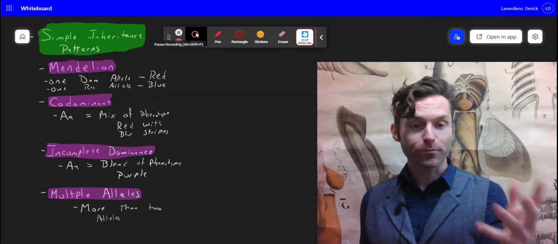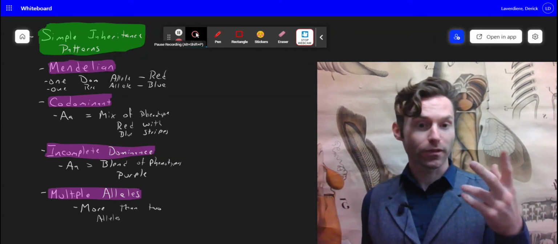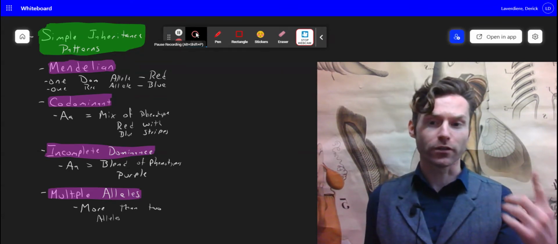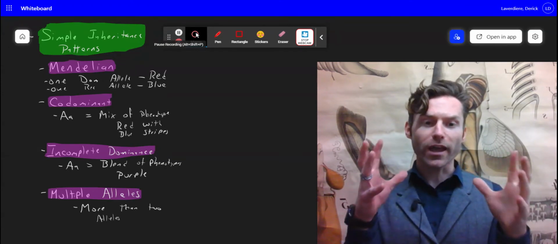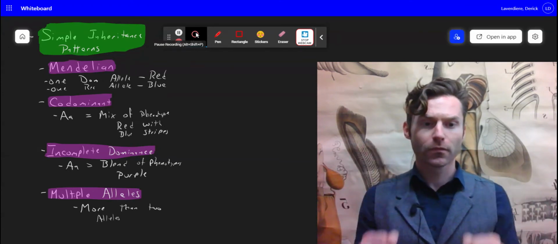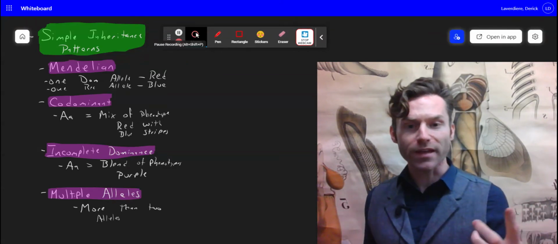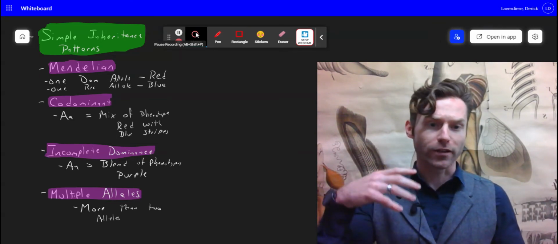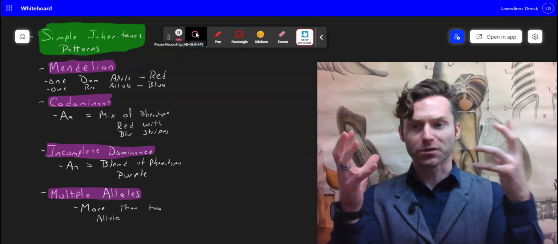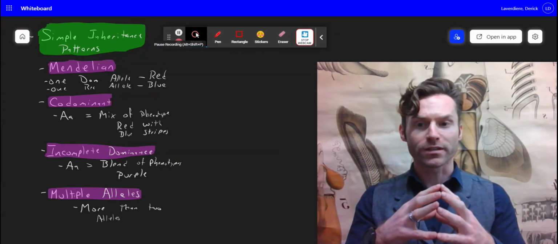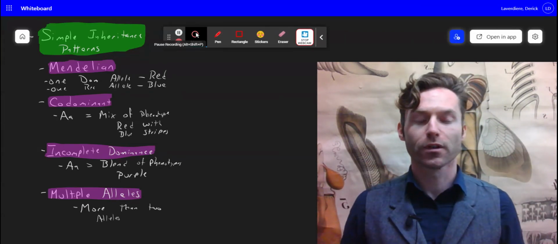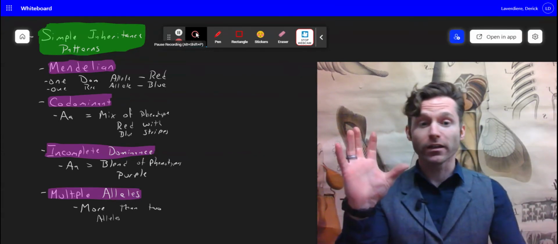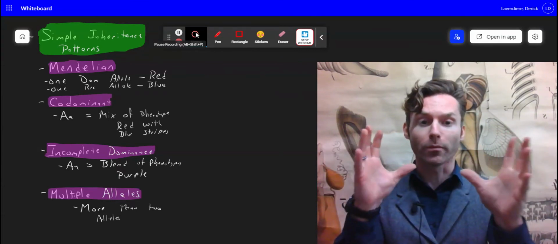In codominant inheritance, we're still dealing with two different alleles. However, instead of one being dominant and one being recessive, if you have a heterozygous organism, the phenotype presents as a mix of the two alleles. So if my dominant allele was red and my recessive allele was blue, my heterozygous organism might be red with blue stripes, or red with blue polka dots, right? Or red with blue splashes. You see the red, you see the blue. That's codominant.